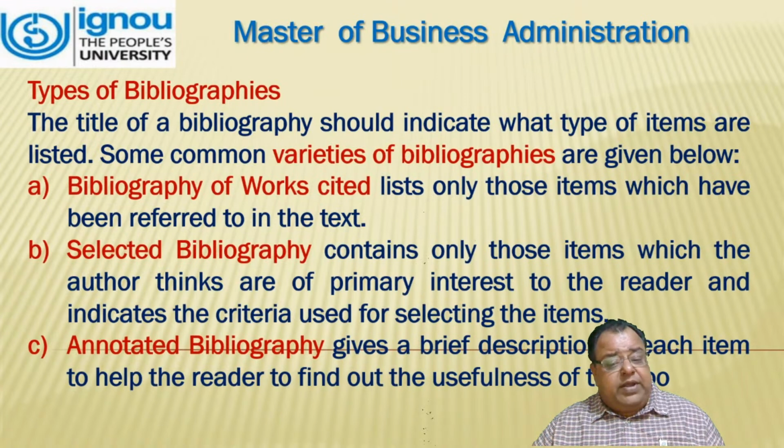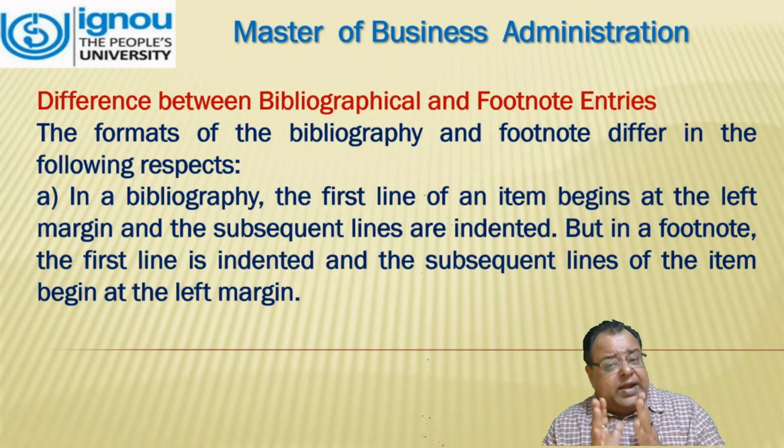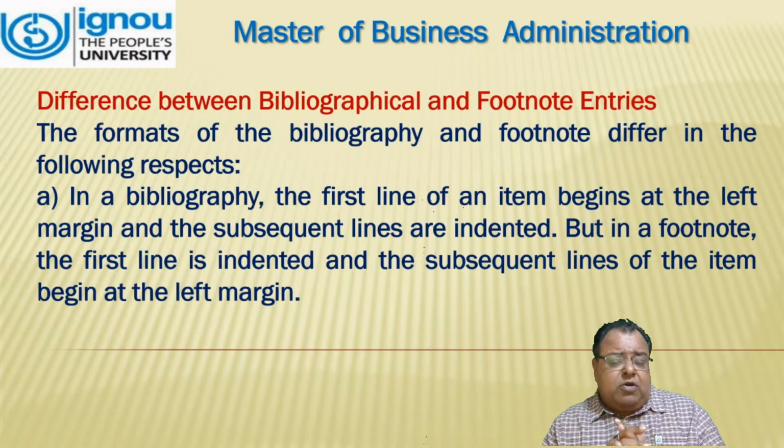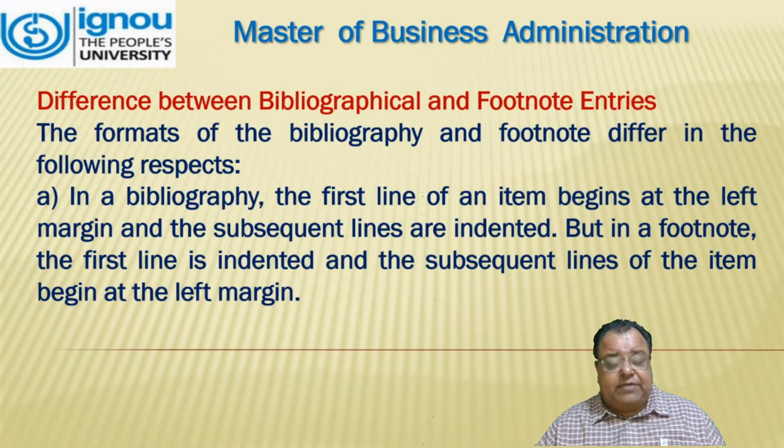Annotated bibliography. This gives a brief description of each item to help the reader to find out the usefulness of the book. What is the difference between bibliography and footnote entries? The format of bibliography and footnote entry differs in the following respect. In a bibliography, the first line of an item begins at the left margin and the subsequent lines are indented. But in a footnote, the first line is indented and the subsequent lines of the item begin at the left margin. This is the basic difference.